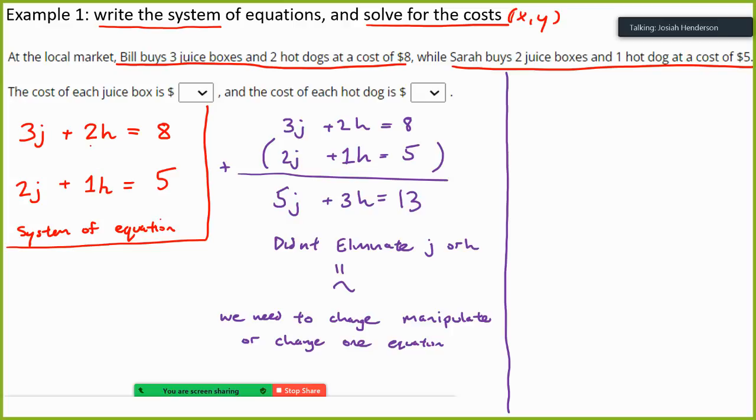is there any number that you can multiply to? Let's look at the bottom equation. 2J plus 1H equals 5. Is there any number that you see that you can multiply to all those numbers, 2, 1, and 5, that would make it match up with either 3J or 2H or 8 at the top? I'm looking at the H's specifically. Is there anything I can multiply to that 1H to make it match up with the 2H above?